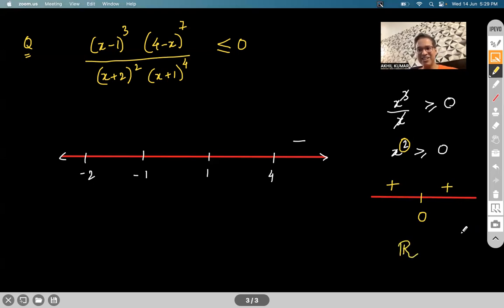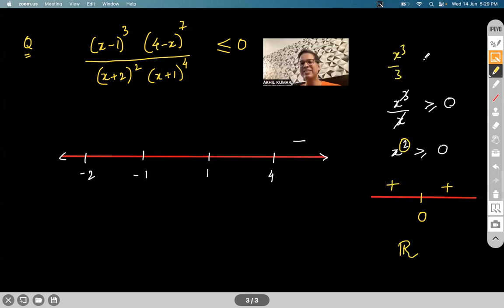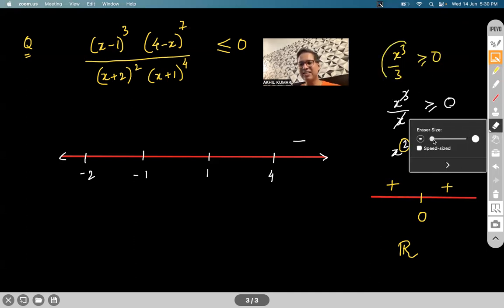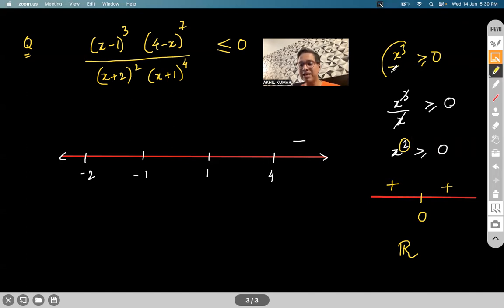But here, I can't put all real numbers because if I take a zero, the original expression, which was x cubed by x, will not be defined for zero. Sorry, this is x. Correct? Because your denominator is becoming zero for zero. So zero will not be defined. So you have to remove the zero from your value of x. Got the point? Yes or no?